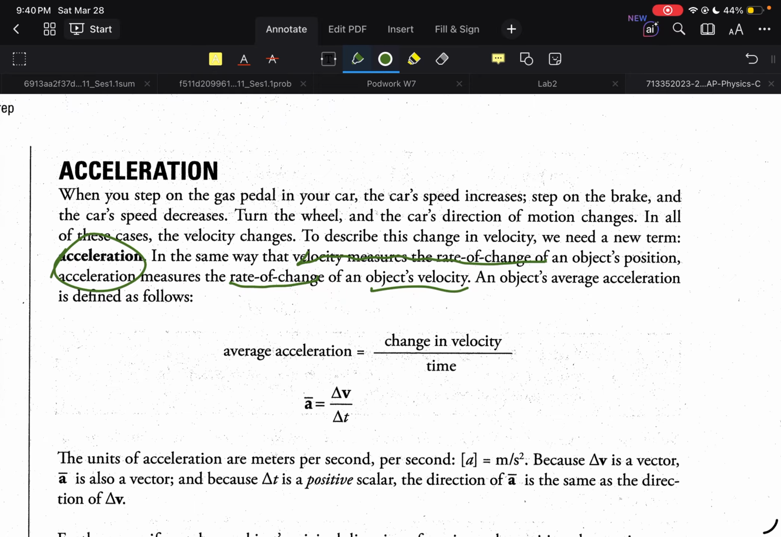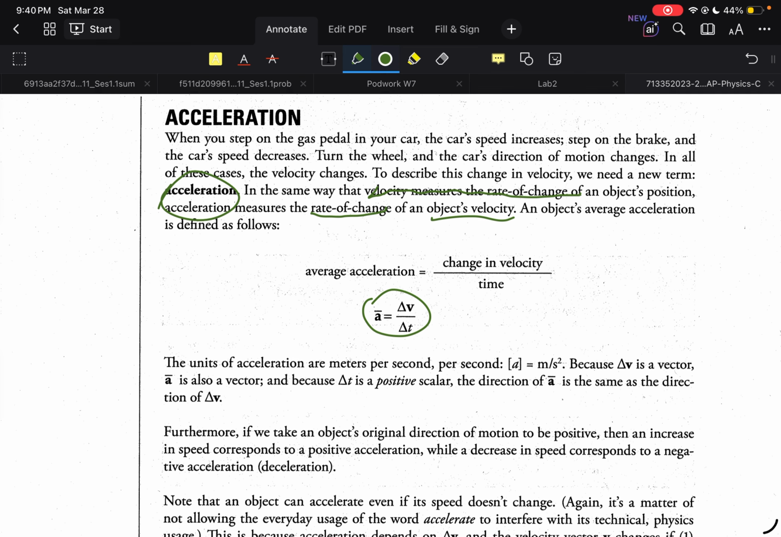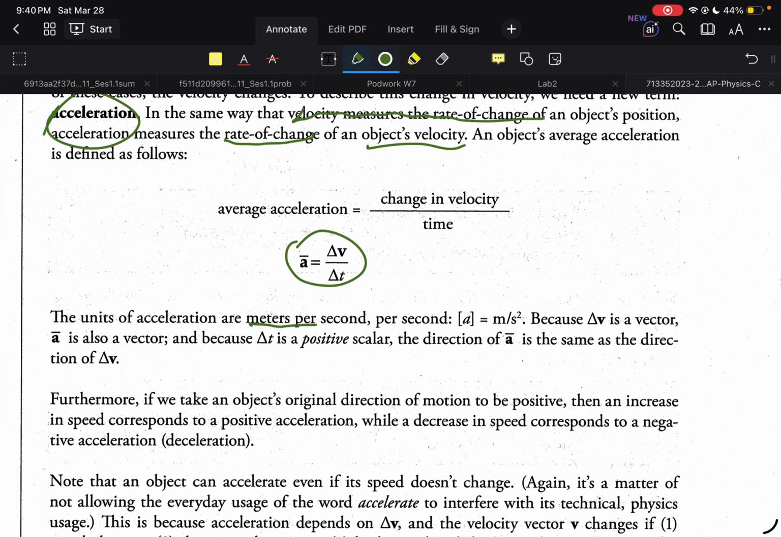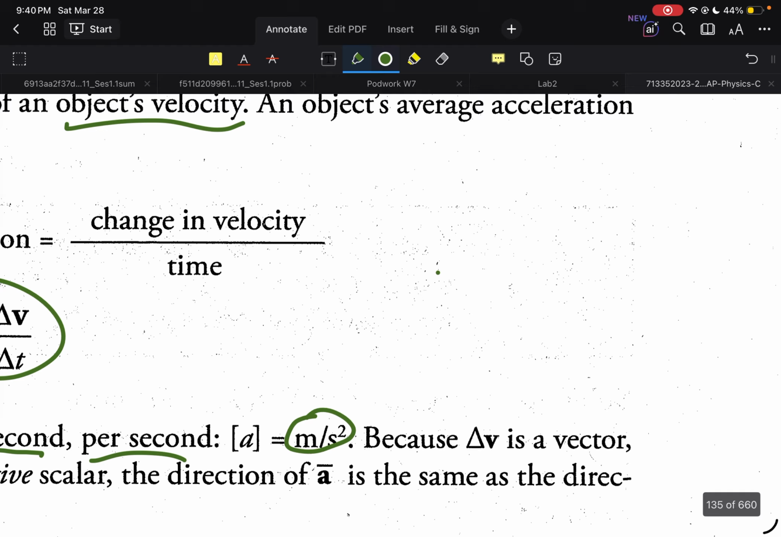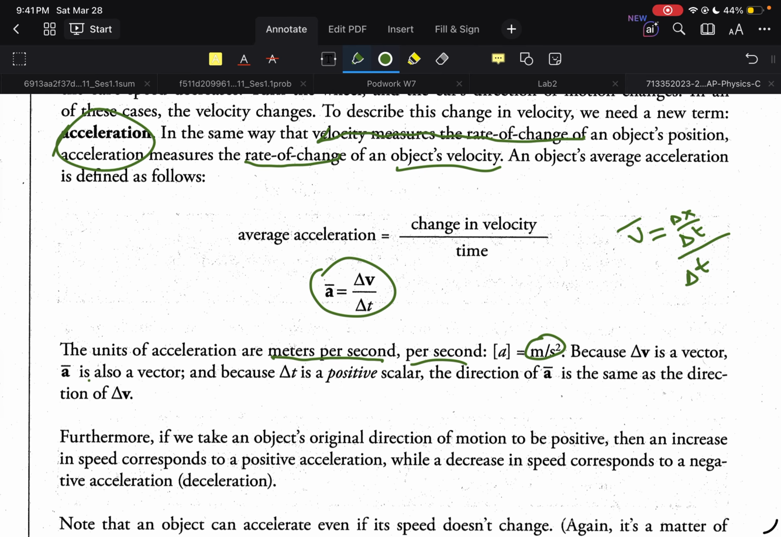An object's average acceleration is done as below. Boom, a bar. This is the simplest equation you can see: change in v over change in t. The units of acceleration are meters per second squared, because we take the change of v, which is change of x over change of t, and then divide that by change of t. Okay, a is also a vector because t is a positive scalar, so the direction is the same direction as v.